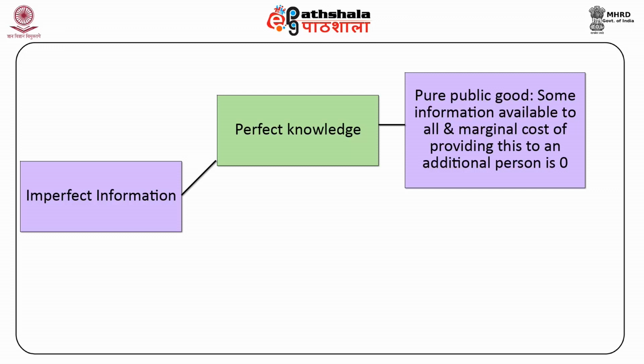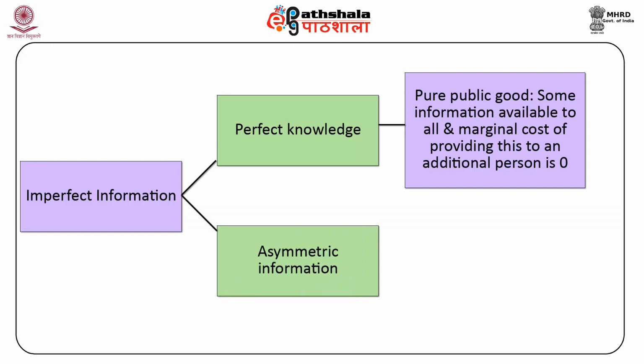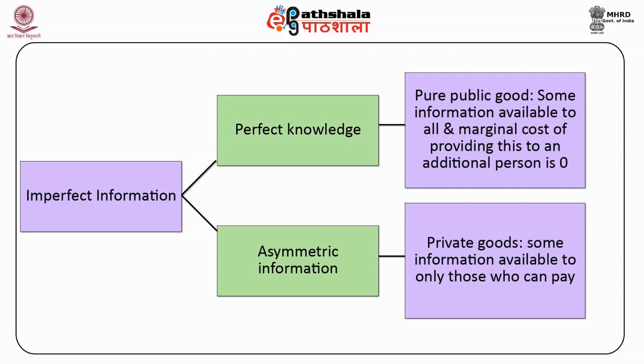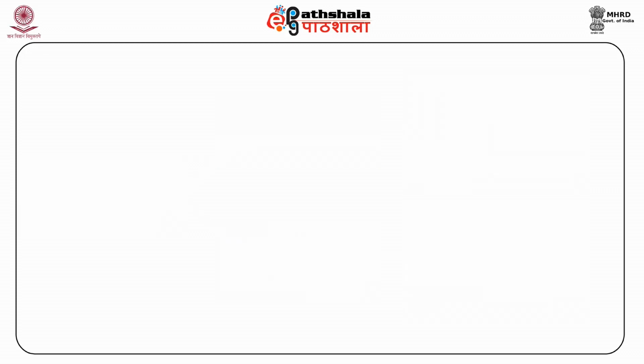Secondly, information failure exists when one participant in an economic exchange knows more than the other, a situation referred to as the problem of asymmetric or unbalanced information, as in the case of private goods, where some information is available to only those who can pay for or have access to it otherwise.